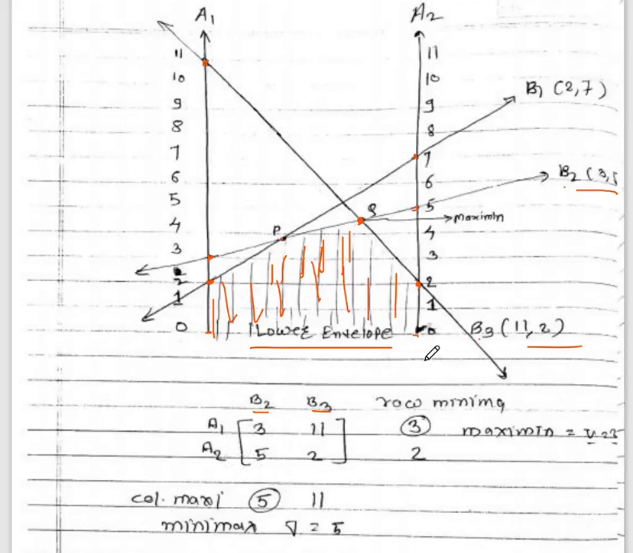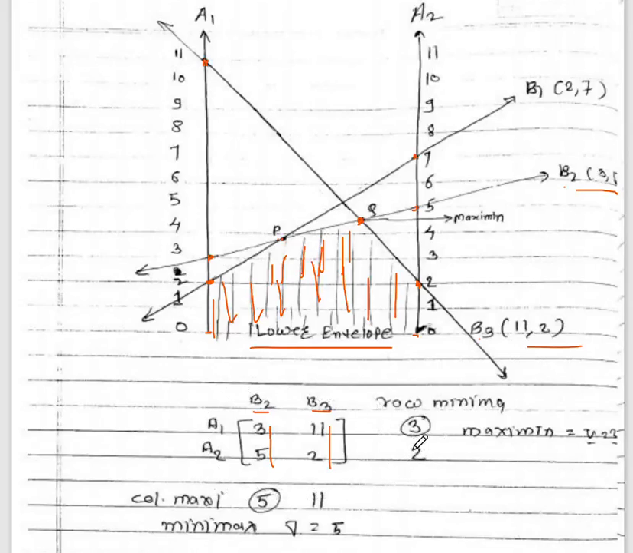Okay. So on the A1 axis that is 11, and on the A2 axis that is 2. Okay. So this is the reduced pay-off matrix. Okay. So Q2 is the B2 and B3 intersection point, that is the maximum point. So therefore we can say that the given pay-off matrix can be reduced in this form.